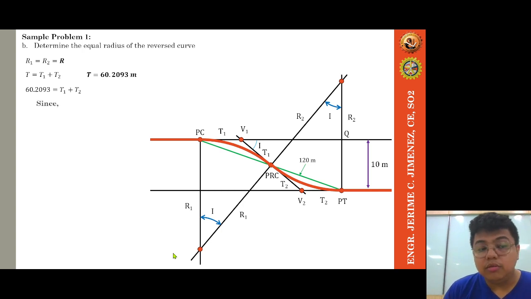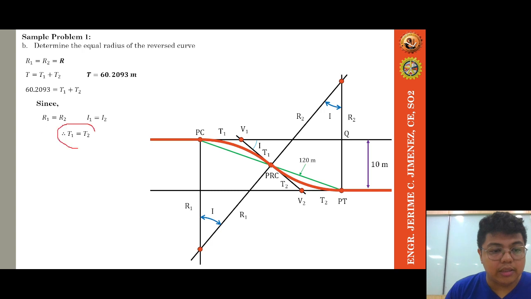Since yung problem na to is an equal radii and a parallel tangent, therefore, we have an equal radii of r sub 1 is equal to r sub 2. We have an equal central angle, which is I sub 1 is equal to I sub 2. Therefore, t sub 1 is also equal to t sub 2. So, bakit po equal ang kanilang tangent distances? Okay? Bakit equal ang kanilang tangent distances?